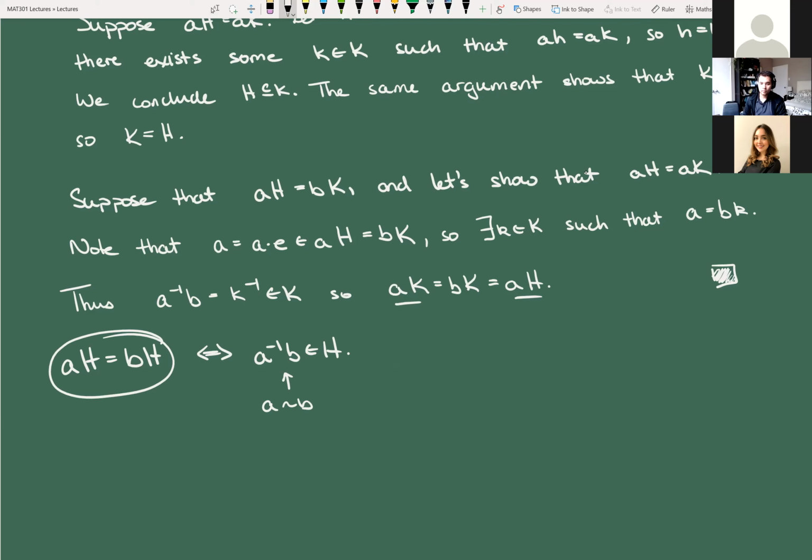Oh, okay. So once we have that A inverse B is in K, that tells us they have the same equivalence classes and therefore the same coset. So AK is equal to BK, but then we knew that BK was equal to AH to start with. Oh, okay. That makes sense then. Thank you. That was my question.